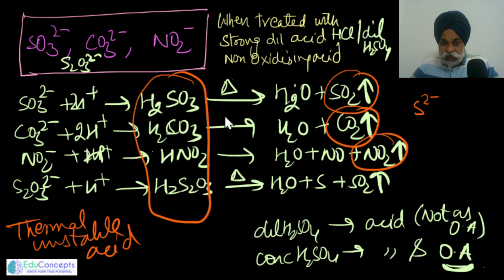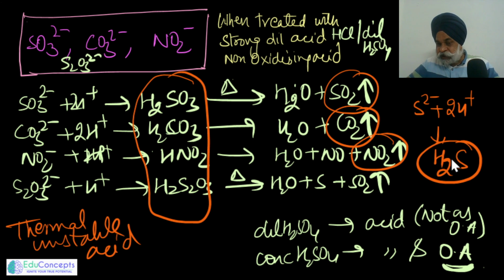Along with it, the sulfide ion, when treated with dilute HCl or dilute sulfuric acid, takes H positive and produces H2S gas. This H2S gas has a rotten egg smell. So on the basis of this discussion, we will segregate these anions on the basis of their reaction with a dilute acid, where they form a thermally unstable acid. Once they form it, we simply heat and evolve the gas, and thereafter we test that gas to identify a particular type of anion.